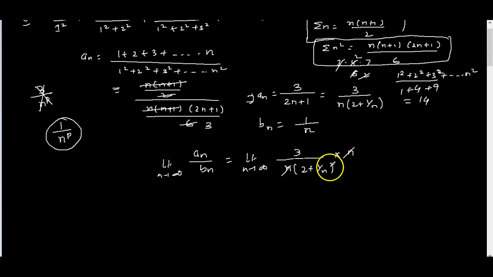So here this part I cancel, so the limit as n tends to infinity, this is 0, so we got 3 by 2, which is not equal to 0 and not equal to infinity. So the comparison test is successful. So b of n is equal to 1 by n, and here p is equal to 1, right? That power is 1. So p is equal to 1 means divergence.